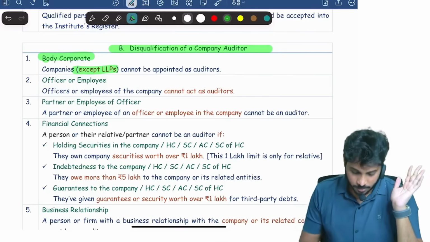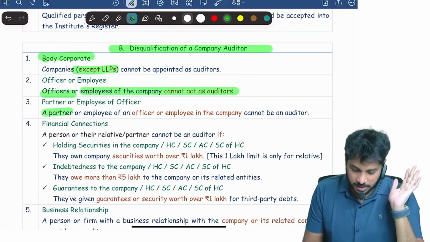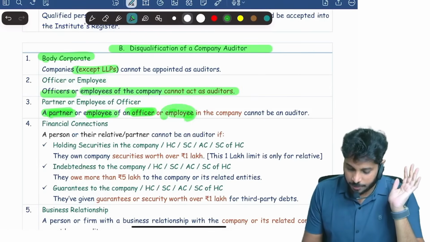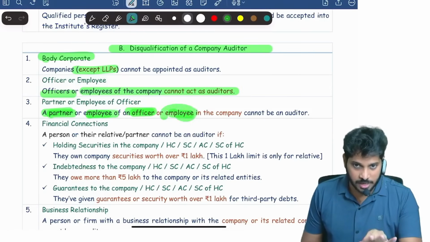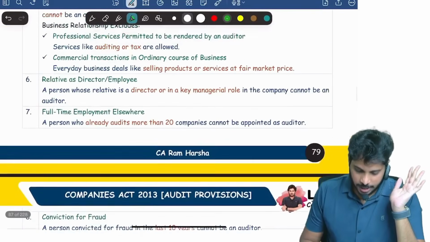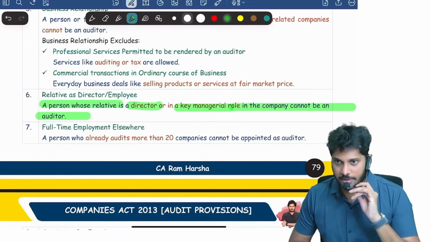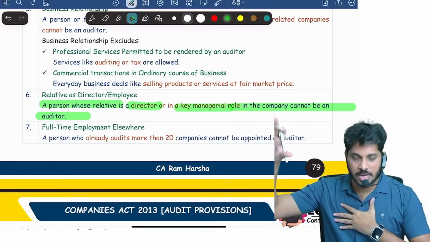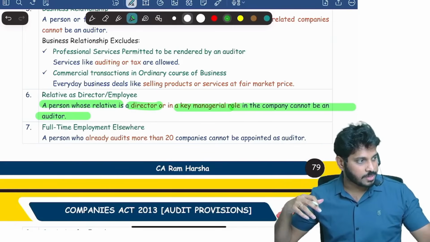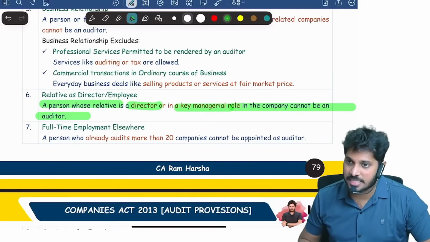No. Next, an officer or employee of the company cannot act as an auditor. A partner of the officer, a partner of the employee, an employee of the officer, an employee of the employee in the company cannot be appointed. Able to understand? Then a person whose relative is a director or key managerial person in the company cannot be appointed. If my relative is a key managerial person or a director in the company, I cannot be eligible to act as an auditor.